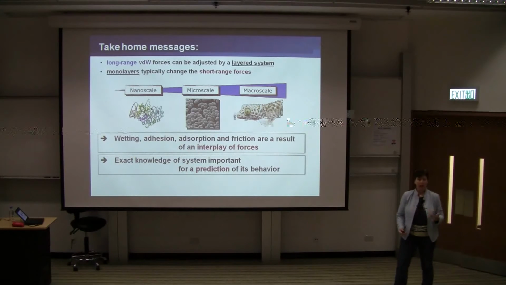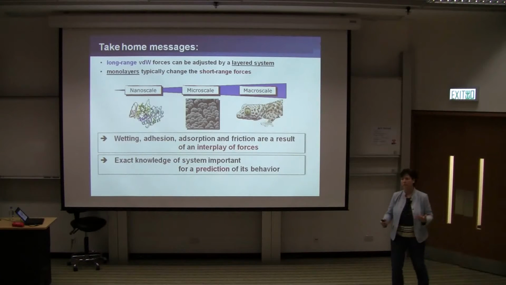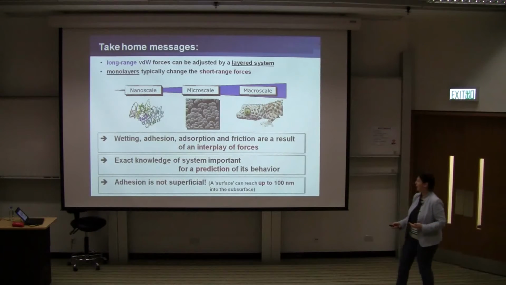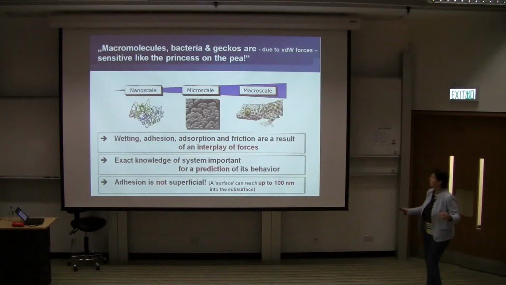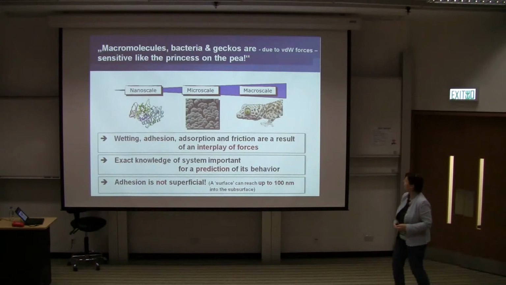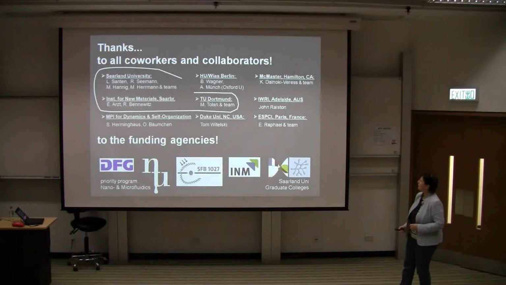And most of the people don't even care what type of substrate they have. They say it's glassy, it's silicon, or whatever, it's silicon dioxide. They don't care. And the other take-home message is that adhesion is not superficial. You have the subsurface components. And a surface can reach up to 100 nanometers, which is, well, the reaching distance of the photons into the subsurface. In short, macromolecules, bacteria, and geckos are sensitive like the princess on the pea.